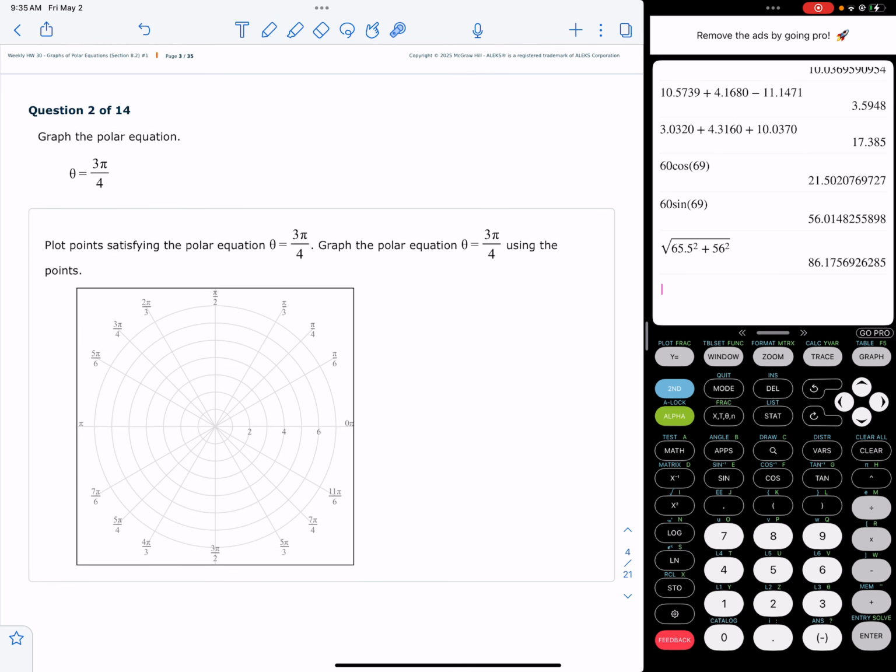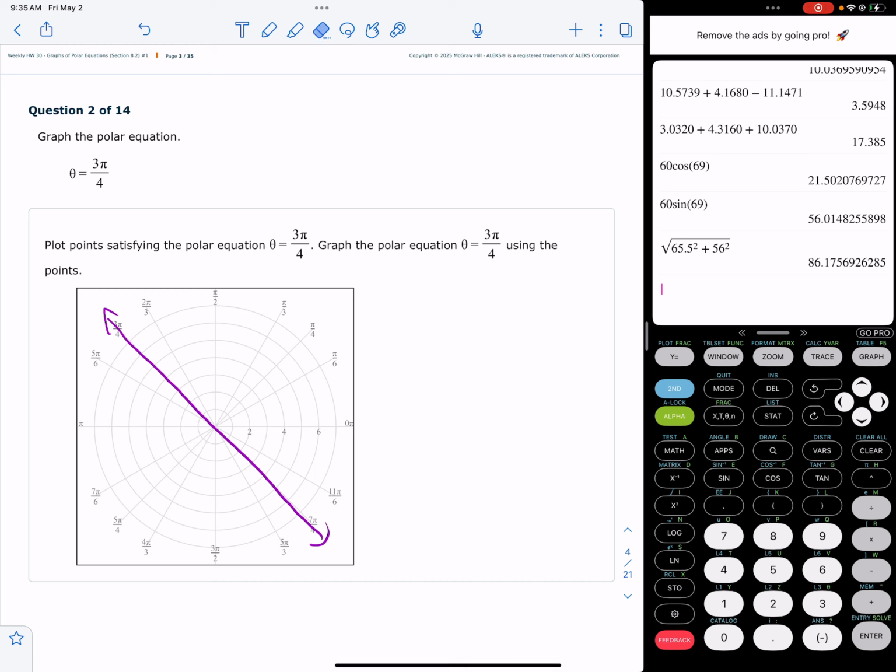When it's just theta equals an angle, then what you're going to do is open up to that angle and you're going to draw a straight line through that angle and then all the way down to the opposite side.